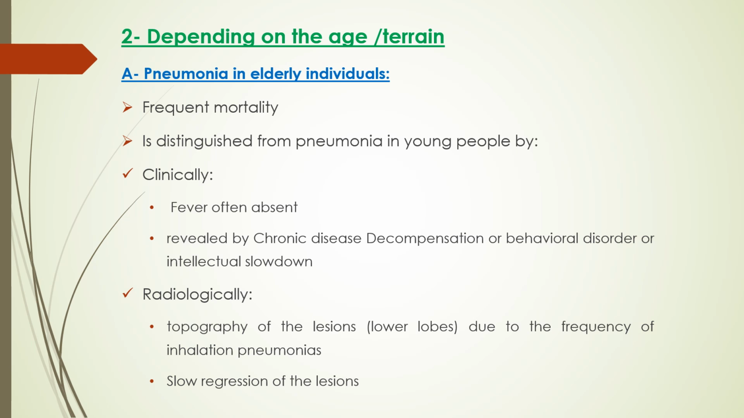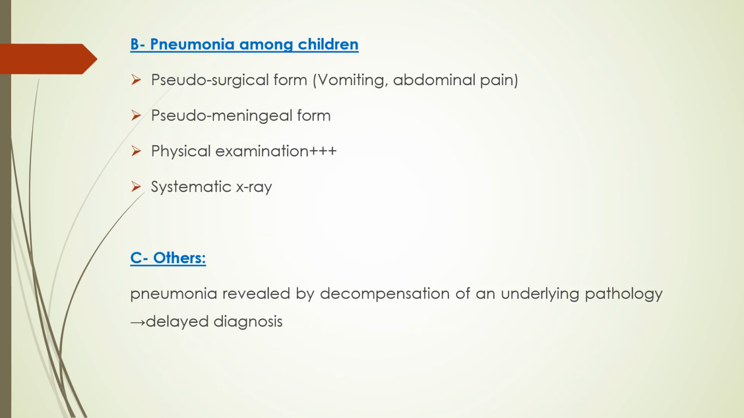In elderly persons, we have no fever, and we mostly have decompensation of chronic disease rather than really respiratory symptoms. And sometimes we have neurological symptoms. On the chest X-ray, the lesions are frequently in the lower lobes because these infections are mostly due to inhalation. So the infection will go to the lower lobes, and we have a slow regression of the lesions.